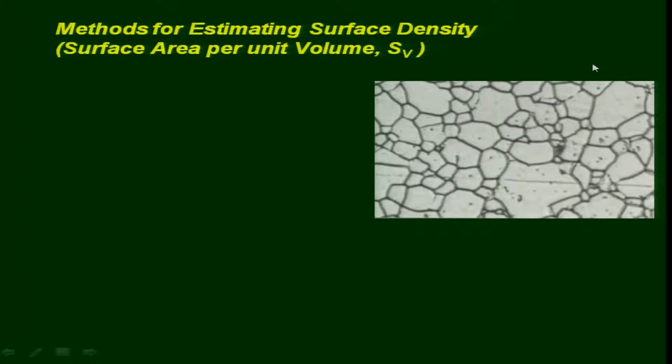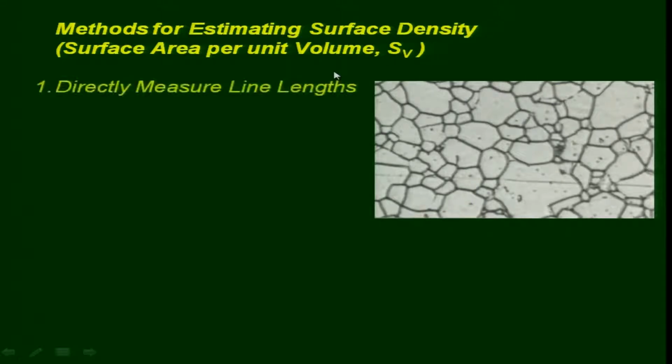Now, suppose I want to estimate surface area per unit volume of grain boundaries in this polycrystalline microstructure that is shown here. So, these are lines, grain boundaries are observed as lines on this two-dimensional image, but these are actually surfaces in 3 dimensions. Therefore, they have a certain surface area, and I want to estimate the surface density, which is nothing but the total area of these boundaries in a unit volume, called S sub V.